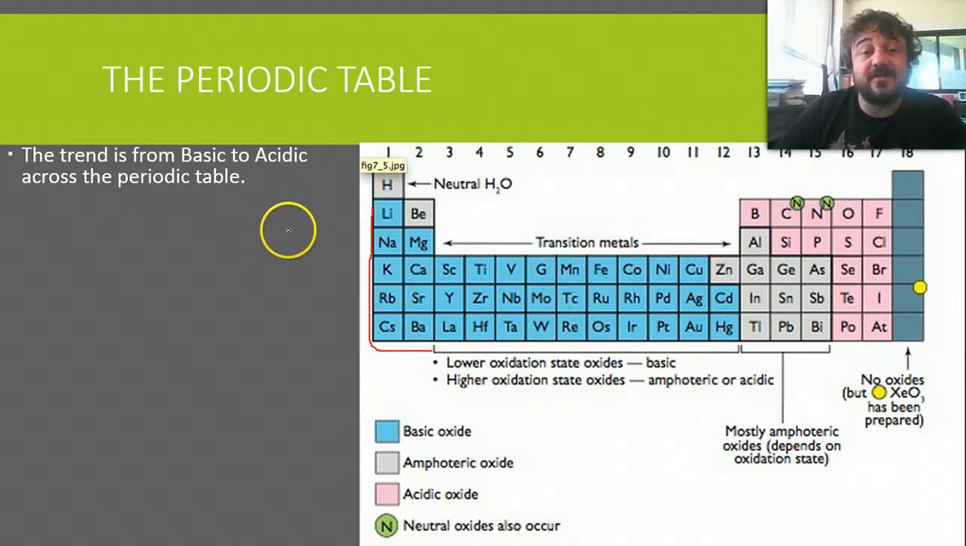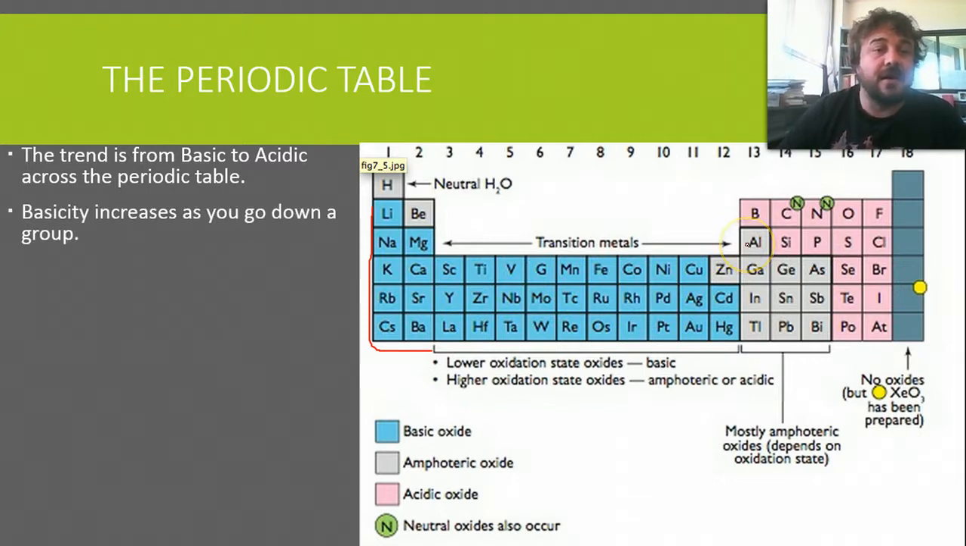So the trend is from basic to acidic across. As we go across, we start at very basic, slightly less basic, amphoteric, slightly acidic, very acidic. Okay, so it goes from basic to acidic. Basicity increases as you go down, and over this side, acidity does the opposite. It decreases as you go down.